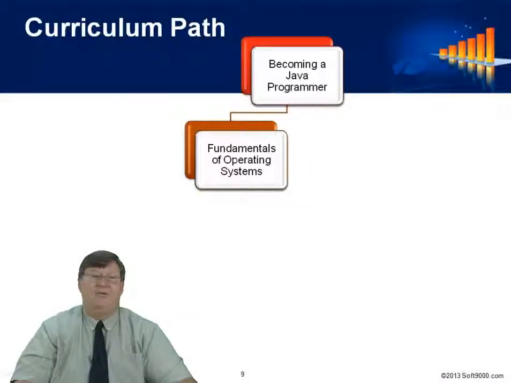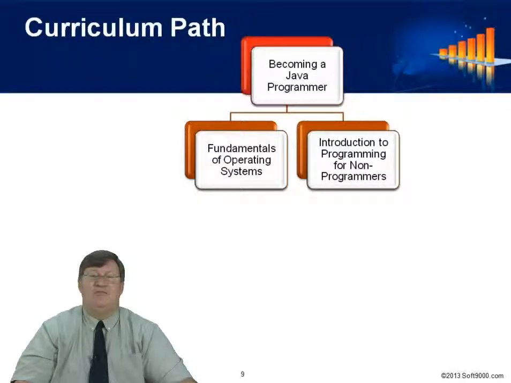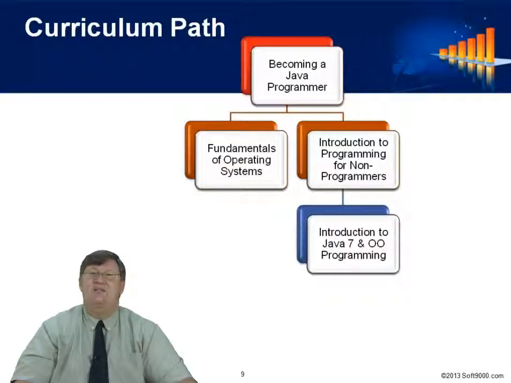The curriculum path we assume that every software developer has used before taking this training includes, of course, the fundamentals of operating systems, followed by introduction to programming for non-programmers, as well as introduction to Java 7 and object-oriented programming. These are very hard requirements because the examples in Java 7 and object-oriented programming will be moved into and built upon in this training, as we will take that specific set of tools and technologies and classes and add value to them throughout this training.